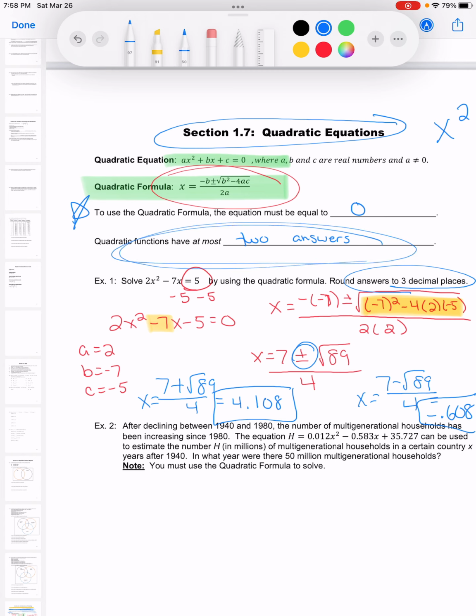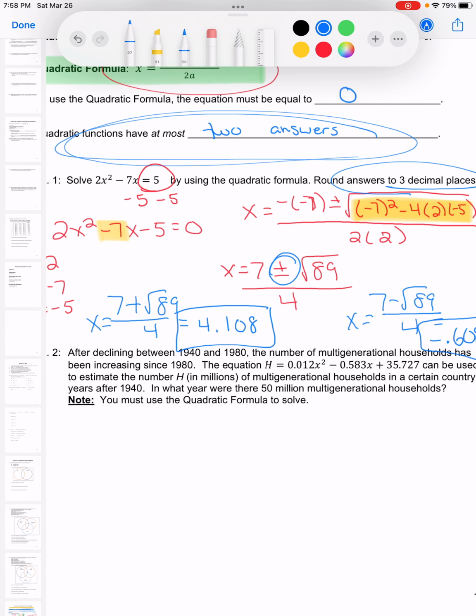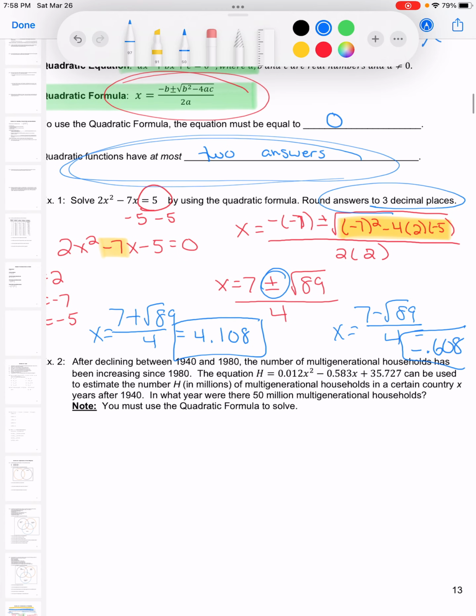So let's do the same thing down here with this word problem for example 2. I've given you this whole equation about the number of multi-generational houses there. The H is the number of houses in millions, and X are the years after 1940. We want to know what year it was, so that means I'm going to be solving for X. So I'm going to use the quadratic formula to do that.